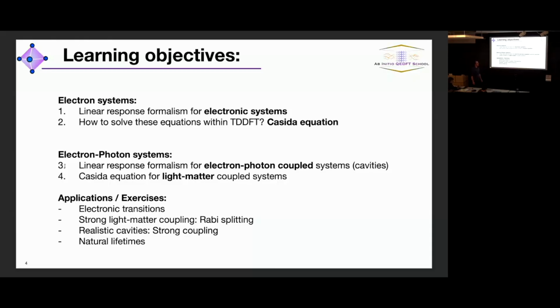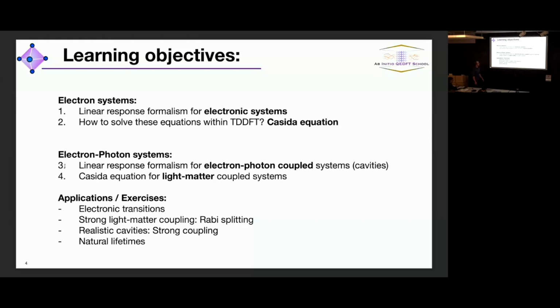There are different ways to do that. Particularly, what we want to do here is use a frequency domain description, so we have to solve this equation, which is named after Mark Casida, the Casida equation for TDDFT. This is what we want to do first, and then this equation we can solve with the Octopus code. So that's one example.